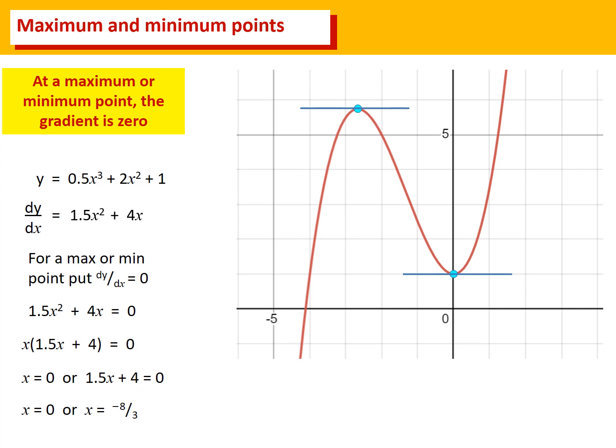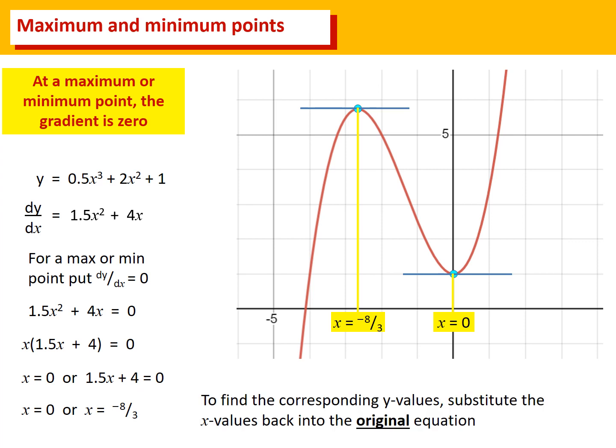So we have a look at our graph. 0, that's one turning point, and negative 8/3, that's the other turning point there. If you want to find the corresponding y values, then we substitute the x values back into the original equation, which is what we're going to do in our next example.